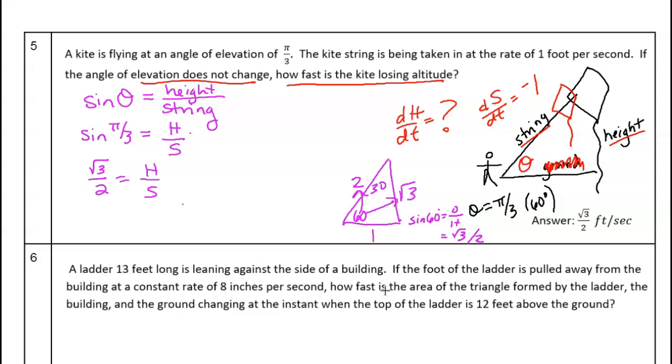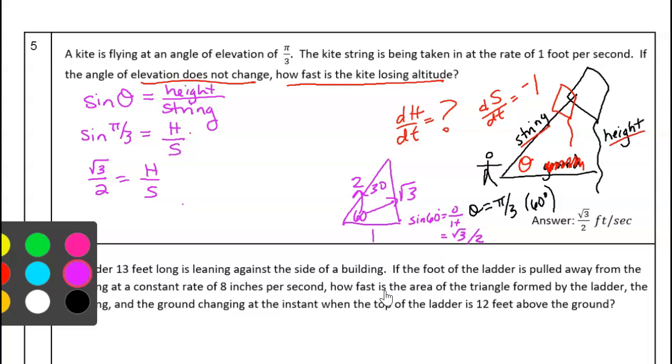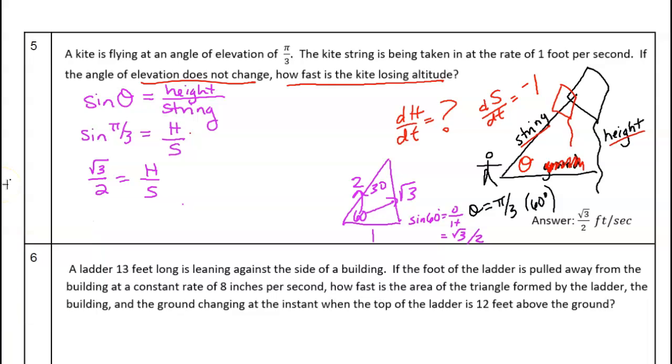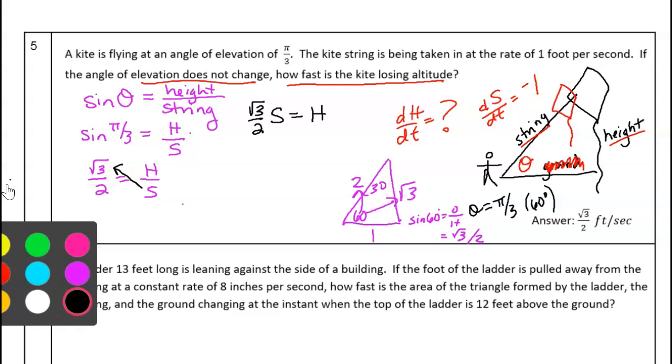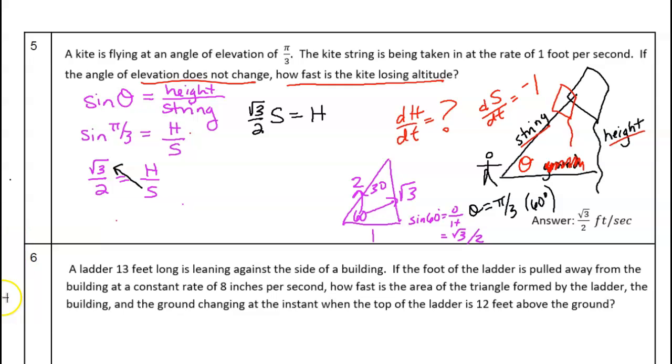Now, at this point, height and our string are changing. So I could do the derivative, but that would be a quotient rule. And as a general rule, I try to avoid that because it's just a lot of extra work. What we can do is multiply both sides by s, and we end up with √3 over 2 s equals h. And now we can take our derivative. We would get √3 over 2, and then ds/dt equals 1 dh/dt. And then plug in what we know.